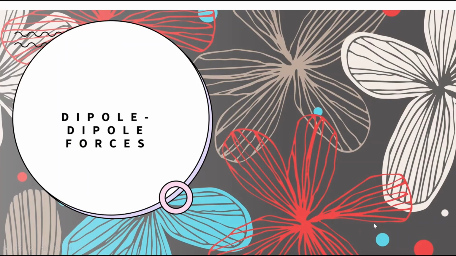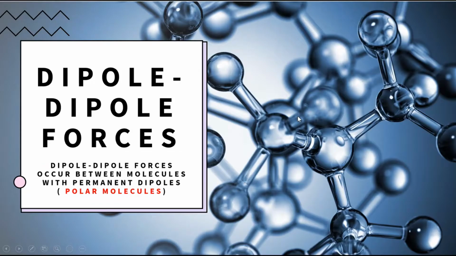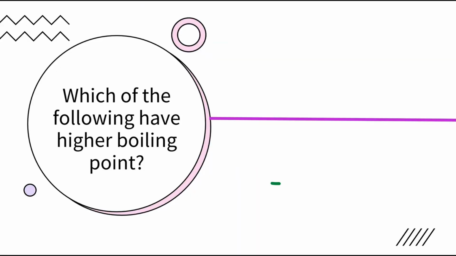The second intermolecular force that we'll learn about is dipole-dipole forces. Dipole-dipole forces occur between molecules with permanent dipoles, that is, molecules which are polar in nature. They can exert dipole-dipole forces amongst each other. Okay, let's see an example. So let's start with an example.